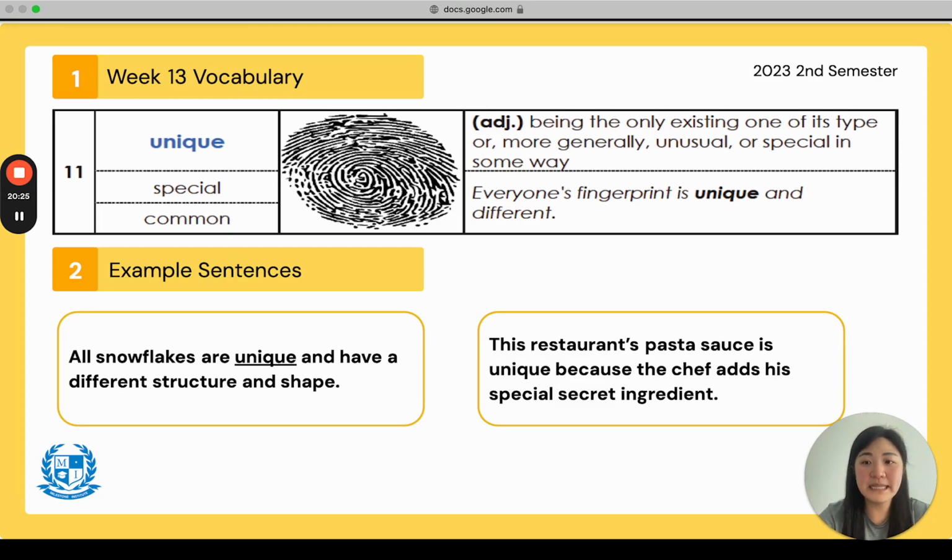An example at the bottom, it says, all snowflakes are unique and have a different structure and shape. So if you look at a snowflake under a microscope, you'll never see the same structure or pattern. They're all different also. Oh my goodness, there's so many mistakes. Pretend that this is underlined here. This restaurant's pasta sauce is unique because the chef adds his special secret ingredients. So we can say that there's no other pasta sauce just like this restaurant because this chef has his own secret ingredients. Unique. Everyone say unique.